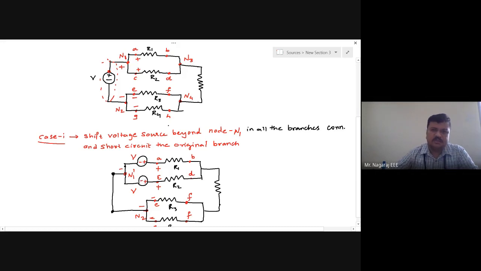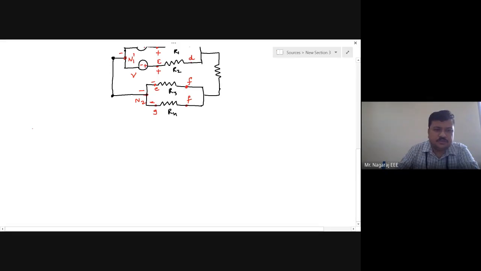Okay, so this is how I have to shift the voltage source beyond the node. Now this is case 1, in which I have shifted the voltage source beyond node N1. Now in case 2, I will shift it beyond node N2. I should not do both beyond N1 and beyond N2 simultaneously. That is not valid. Either I can shift beyond N1 and analyze the circuit, or I can shift beyond N2 and analyze the circuit. Okay.